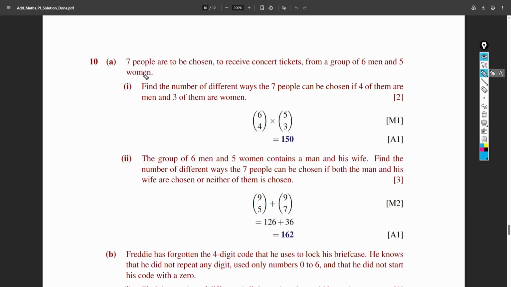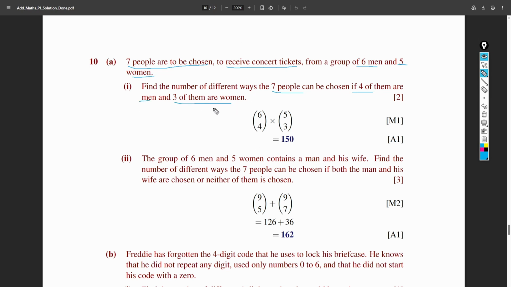So in this question, we have 7 people to be chosen to receive concert tickets from a group of 6 men and 5 women. Find the number of different ways the 7 people can be chosen if 4 of them are men and 3 of them are women. So this is very easy.